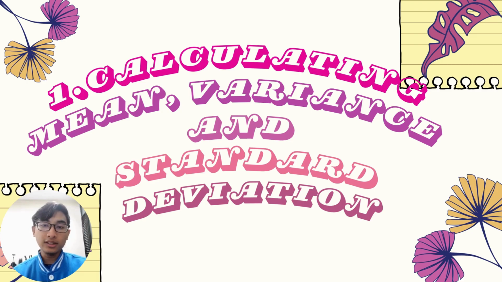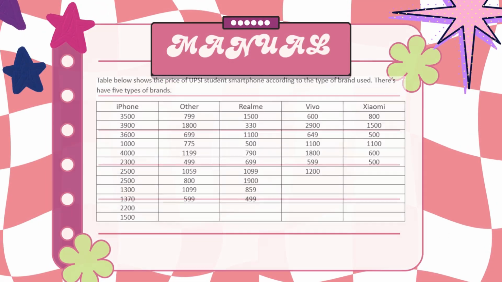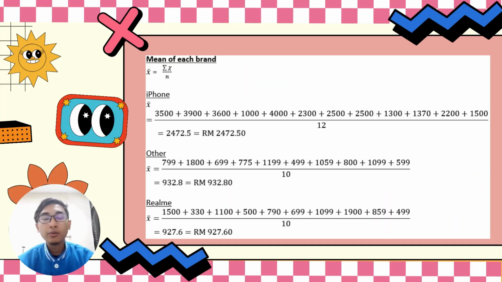For the first part of our analysis, we search for the mean, variance, and standard deviation. This is the result of our calculation. So this is the result of our Google form. For our first one, we search for the mean of each brand using the formula ΣX over N, where ΣX is the sum of prices for each brand, and N is the number of respondents that use that particular brand. So for iPhone, we got 2,472 ringgit and 50 cents.